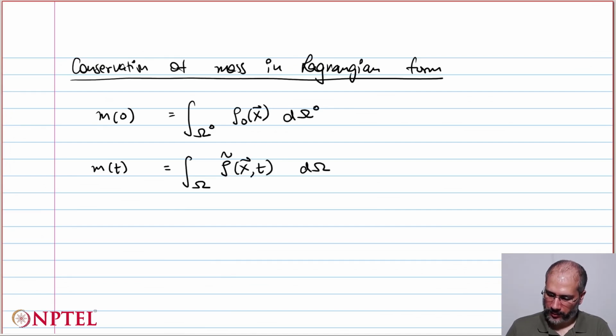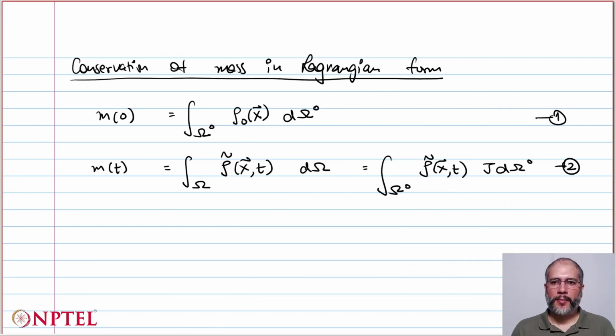In fact, this integral can be expressed as an integral over omega naught by simply substituting d omega as J times d omega naught. So we'll call this 1 and this 2. And the conservation of mass requires that the mass of the same collection of particles does not change with time. So these two have to be the same.